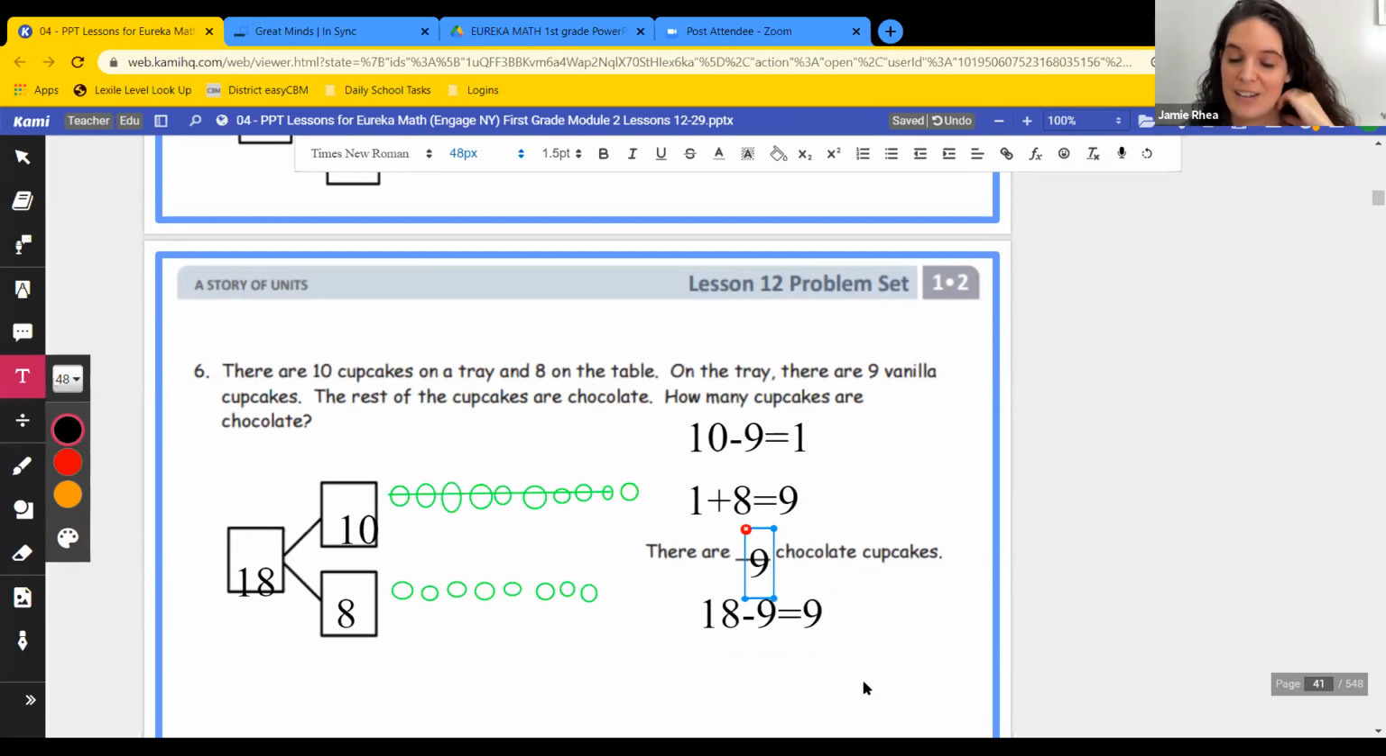So there are how many chocolate cupcakes? 9. Okay, so you're going to do 2, 4, and 5 on your own. You're also going to do your problem set, or I mean your exit ticket. Make sure you do both pages before you turn them in to me. And then once you do that, you will be finished with math for today, okay?